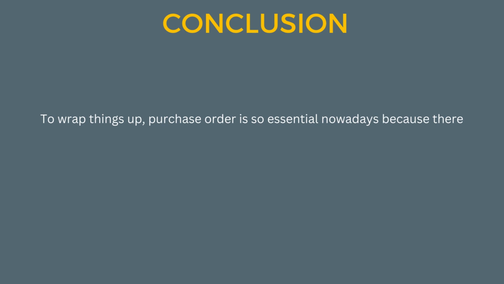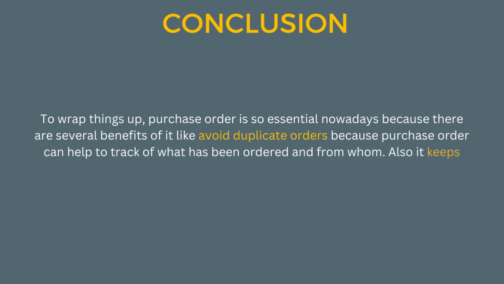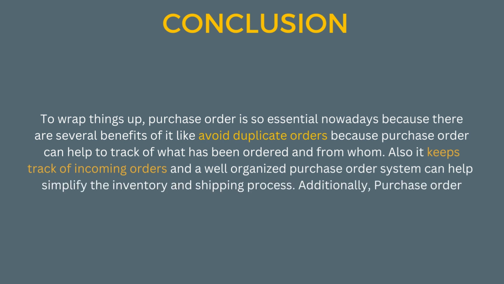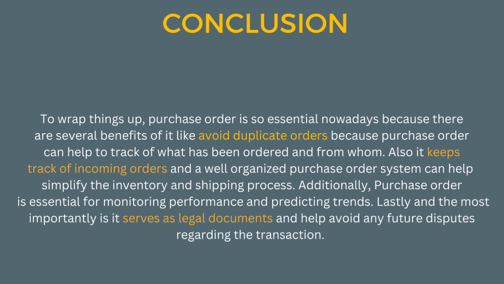To wrap things up, purchase order is so essential nowadays because there are several benefits of it, like avoiding duplicate orders, because purchase orders can help keep track of what has been ordered and from whom. Also, it keeps track of incoming orders, and a well-organized purchase order system can help simplify the inventory and shipping process. Additionally, purchase order is essential for monitoring performance and predicting trends. Lastly, and most importantly, it serves as a legal document and helps avoid any future disputes regarding the transactions.